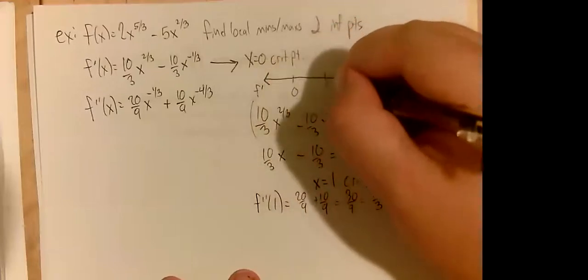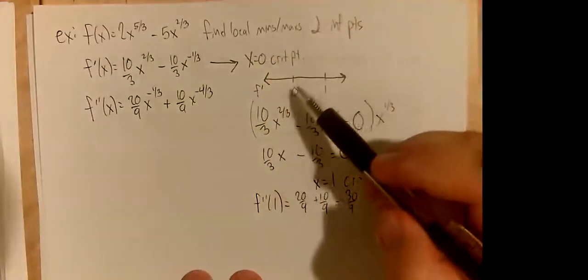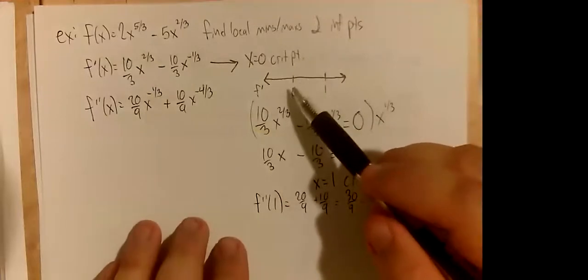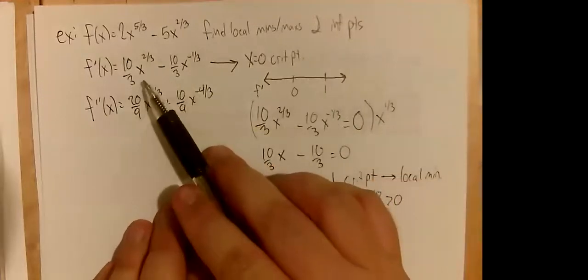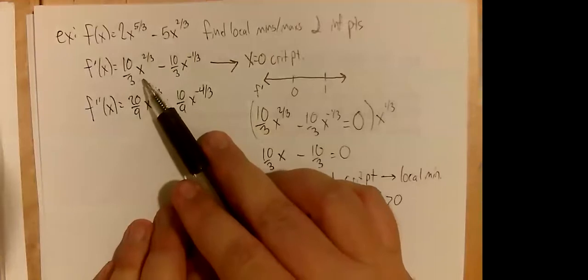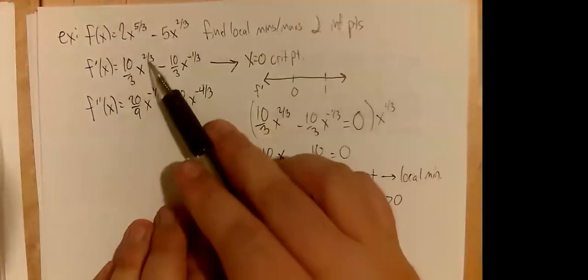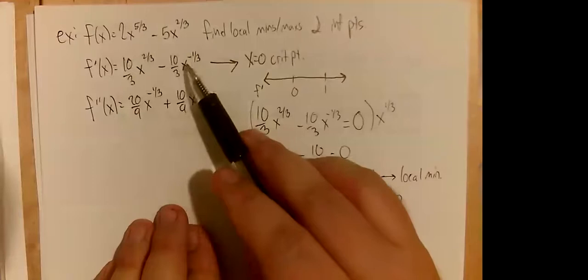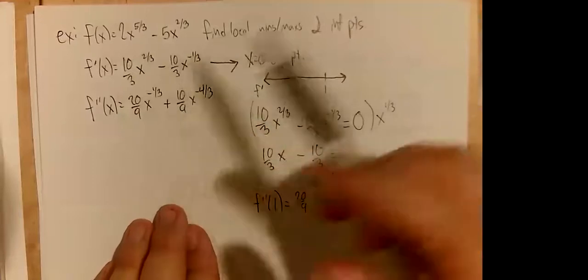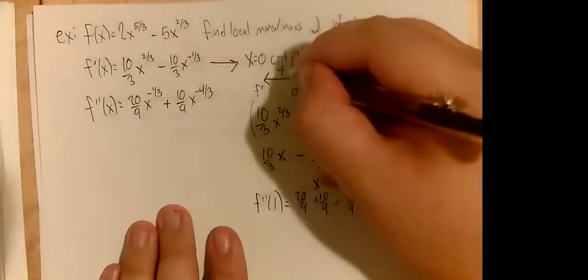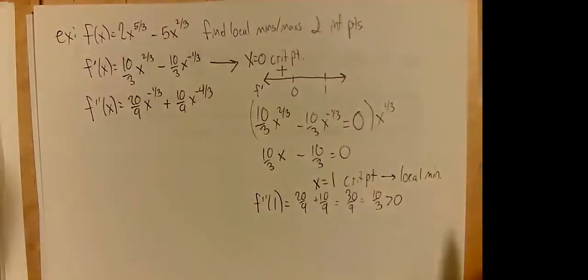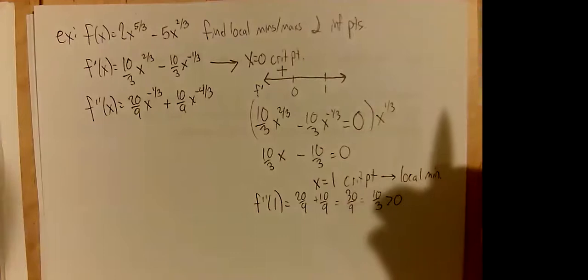We have 0, we have 1. Let's plug in, say, a negative number in here, like say -1. I plug -1 into here, I have 10 thirds because the negative will square away. And then the cube root of -1 is -1. So this will actually be positive. So I end up getting a positive right there.